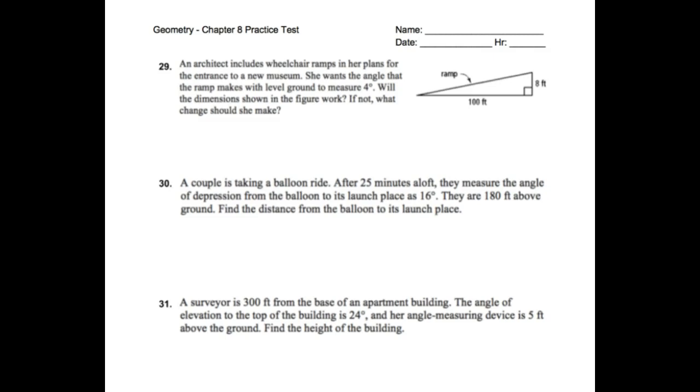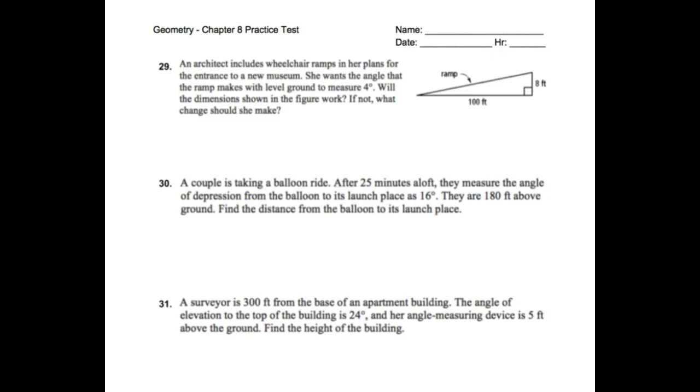That's this next part. So here it says an architect includes wheelchair ramps in her plans for the entrance to a new museum. She wants the angle that the ramp makes with the level ground to measure 4 degrees. Will the dimensions shown in the figure work? If not, what change should she make? So it looks like she already has a working ramp, or at least a diagram for it, and she just wants to make sure that it's going to meet her criteria.